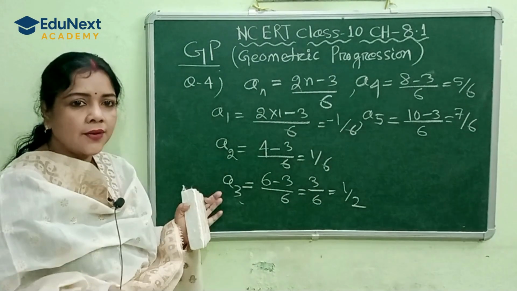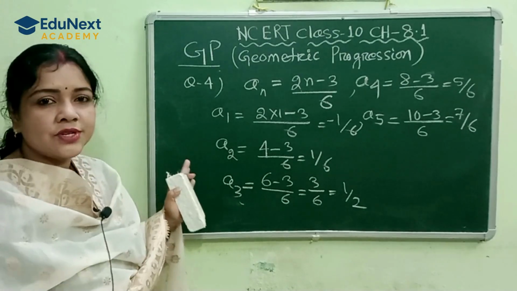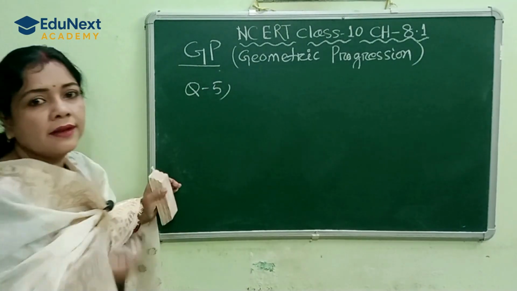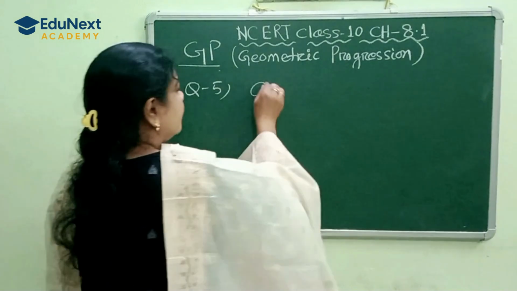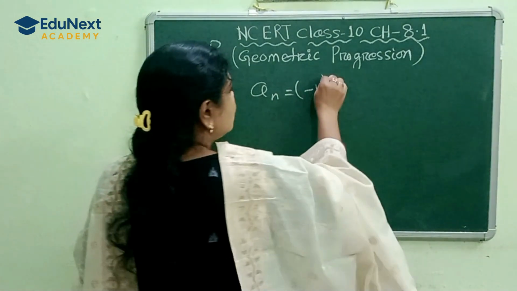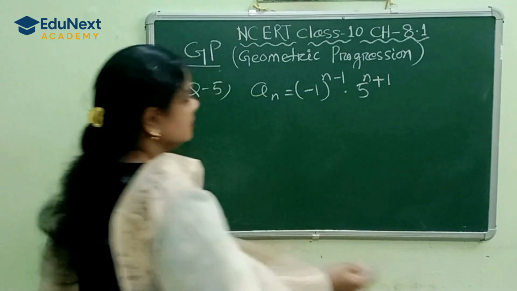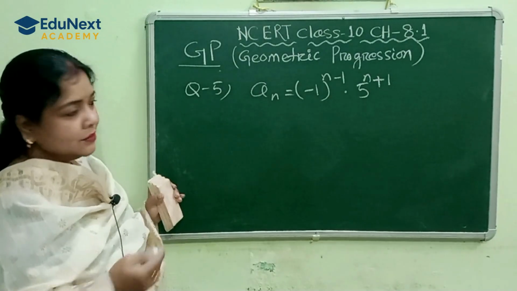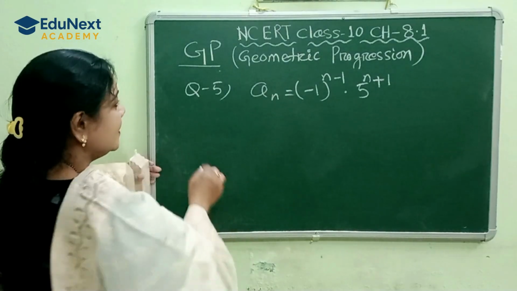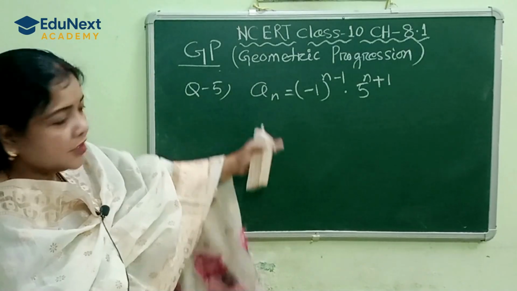So you see how I solved it. Practice at your home. Next, solve question number 5. Question number 5, given a_n = (-1)^(n-1) × 5^(n+1). Now don't fear about minus 1 to the power n minus 1. Now let us find out the first 5 terms here.